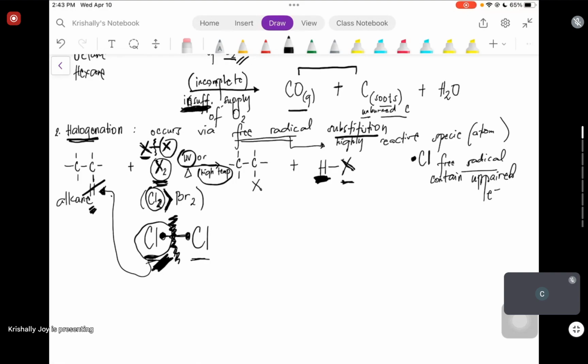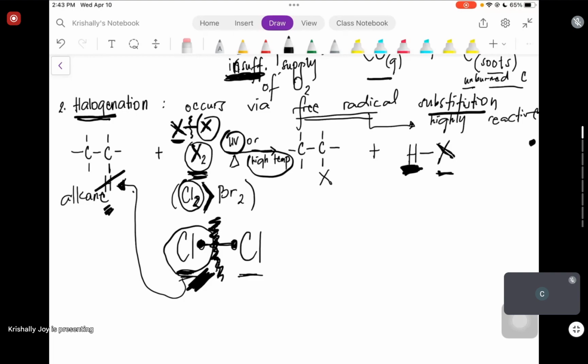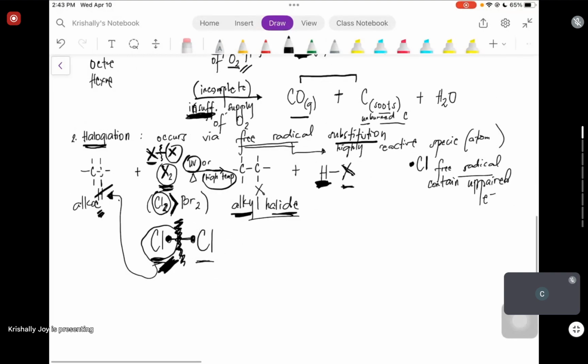Okay? So generally speaking, the product formed upon halogenation of an alkane is an alkyl halide. This is an alkyl halide. This is one type of functional group. An alkane with a halogen. Alkyl halide or haloalkane, right? It's a type of functional group. So that's the product formed in halogenation.